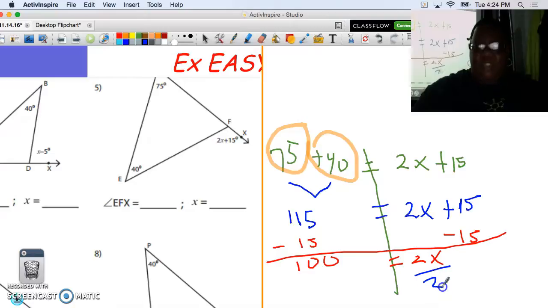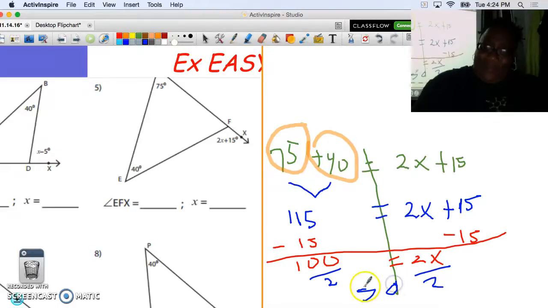So I'm going to divide by 2 on both sides. Divide by 2. Okay. 2 will go into 100, 2, 4, 6, I do that 50 times. So x equals 50. Or 50 equals x.